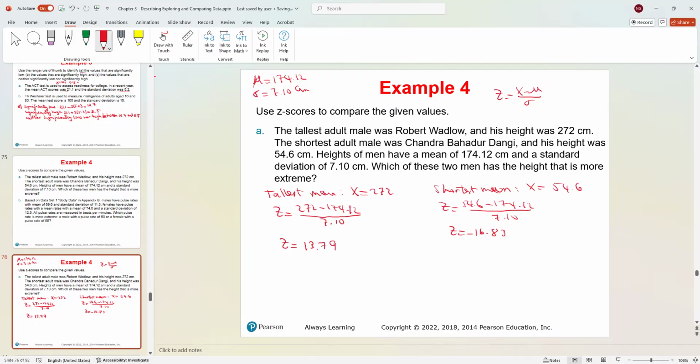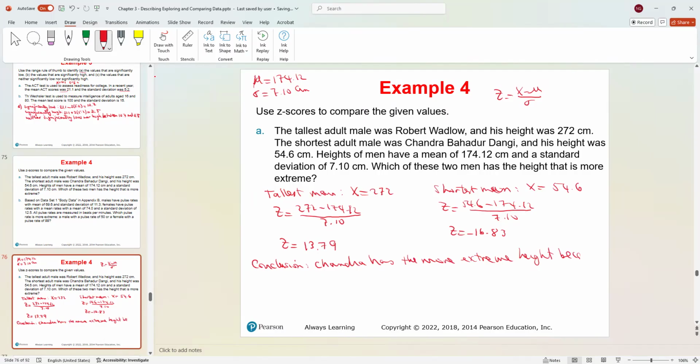If you look at these two, 13 is not that far, but 16 is even bigger. So Chandra has the more extreme height, right? We can draw conclusions. Now look at 16. 16 is way far from 2, negative 2, and 13 is far from 2, right? Conclusion: the shortest man, Chandra, has the more extreme height.